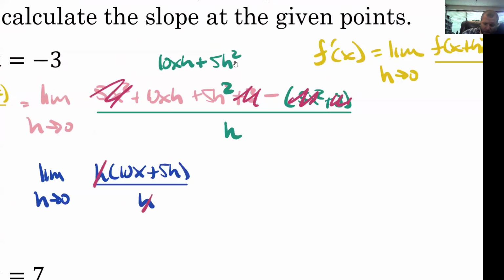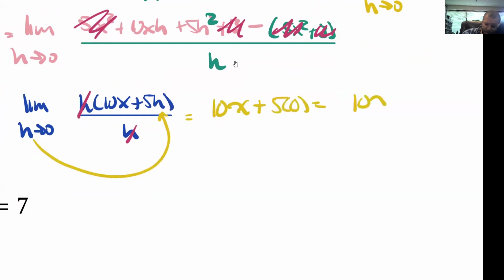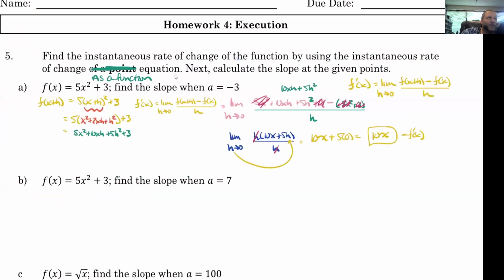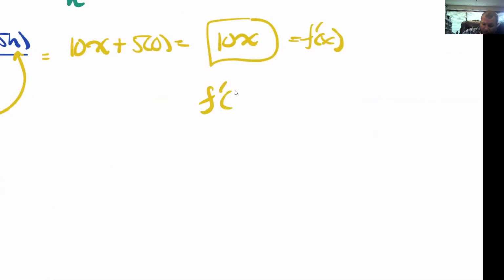The h's cancel. And now we can plug in h equal to 0 to get 10x plus 5 times 0, or just 10x. So that's going to be our instantaneous rate of change, our derivative. If we want to figure out the slope when a is equal to -3, all we need to do now is plug in -3. So f prime of -3 is going to be 10 times -3, or -30.